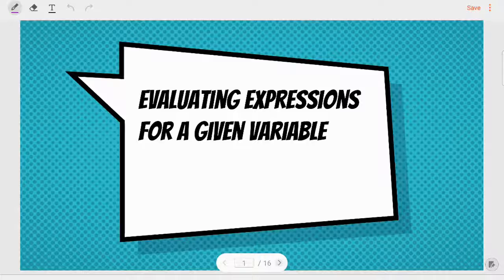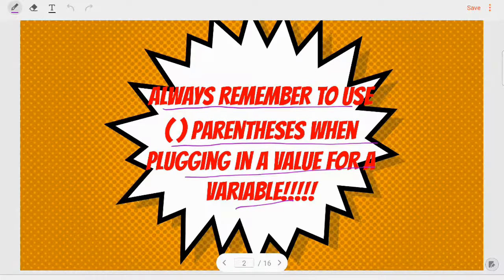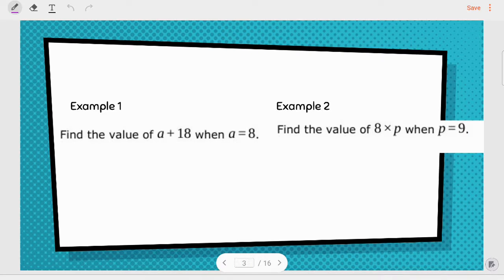This video is going to cover evaluating expressions for a given variable. Let's go ahead and get started with some of the ground rules. Always remember to use parentheses when plugging in a value for a variable. And we're going to go ahead and demonstrate that with this first example. So example number 1 says find the value of a plus 18 when a equals 8.